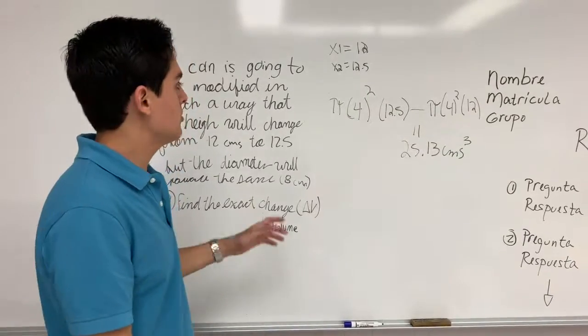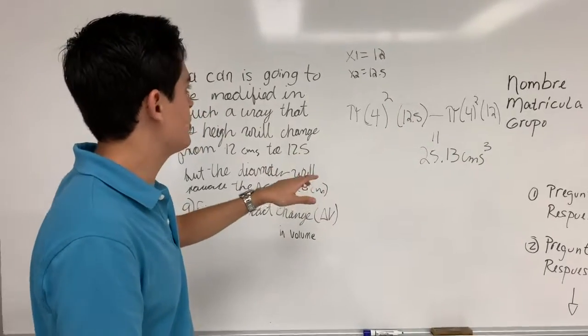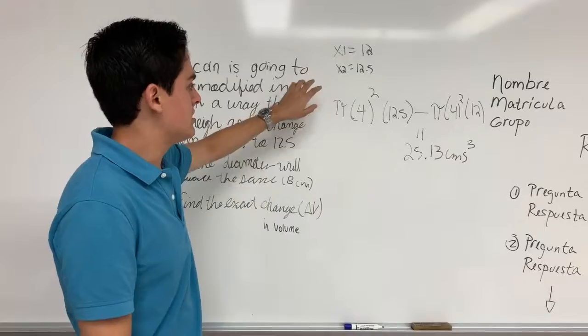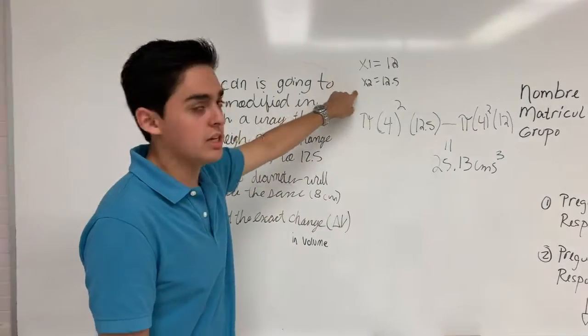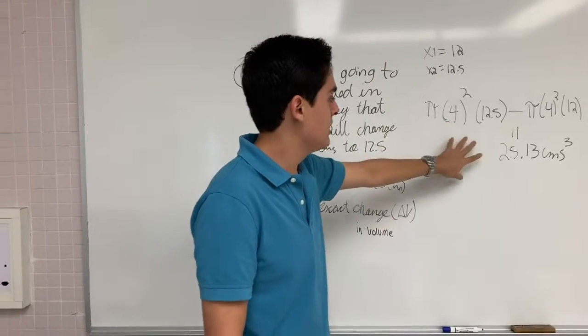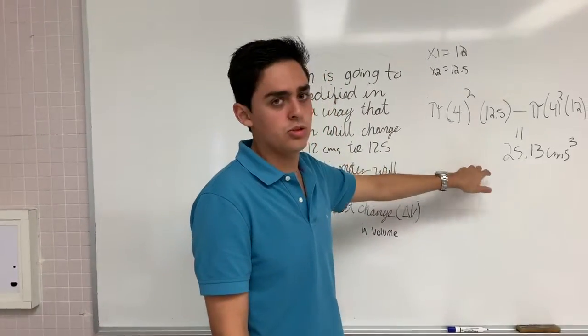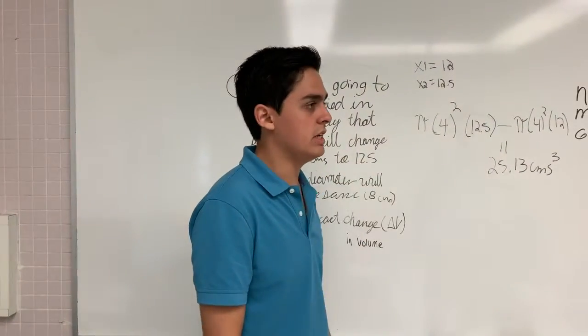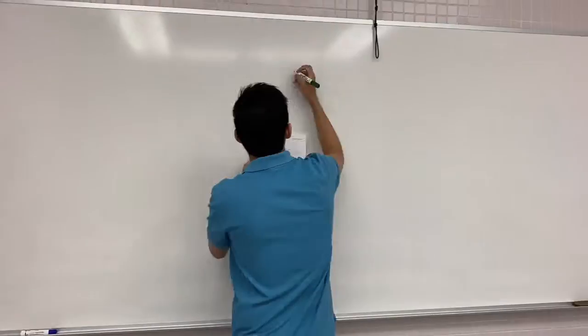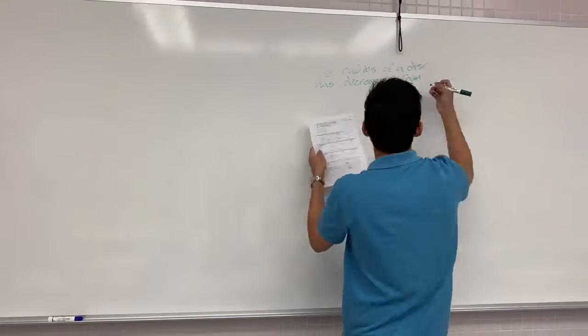We can conclude that to find the exact change, you need to have two x values, and since it's increasing, the second one is bigger than the other one, so the volume, of course, is positive. The change in volume is positive.